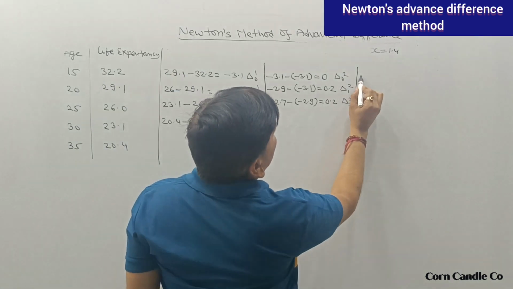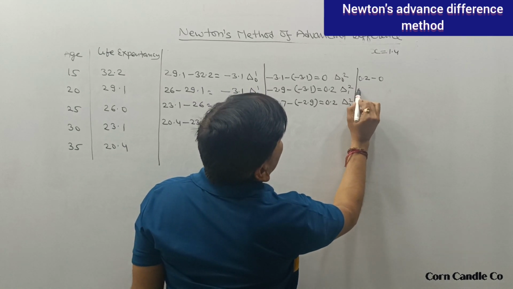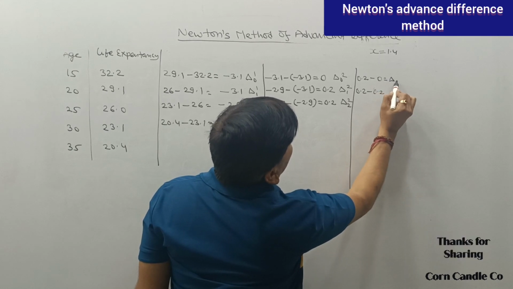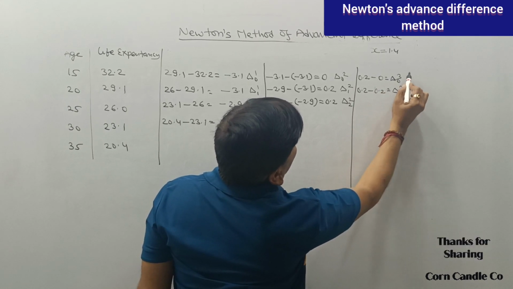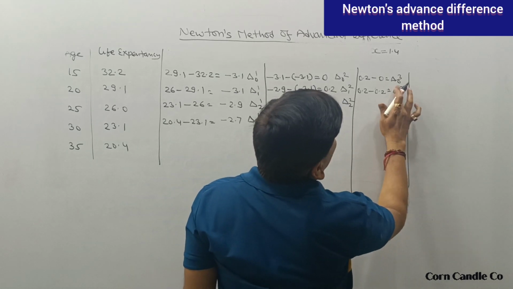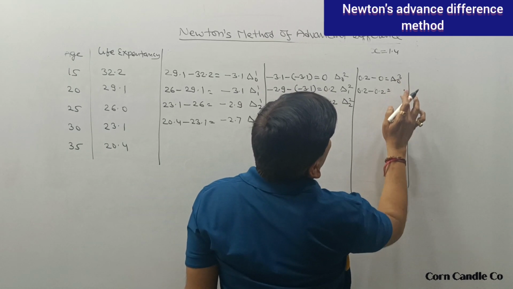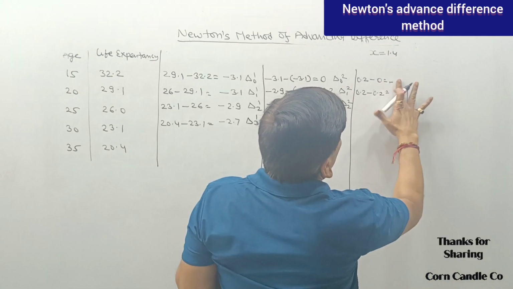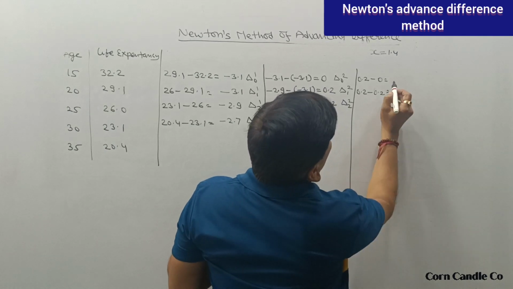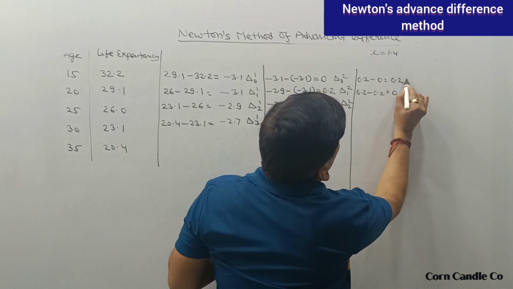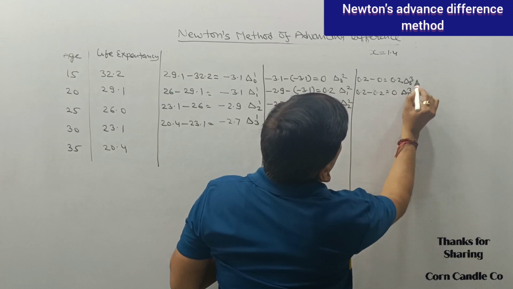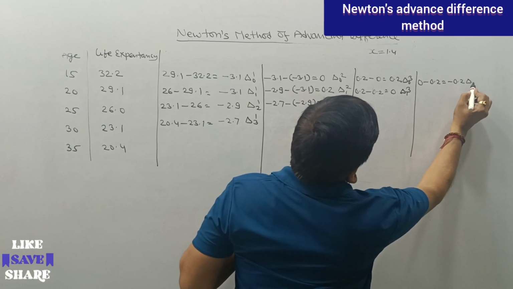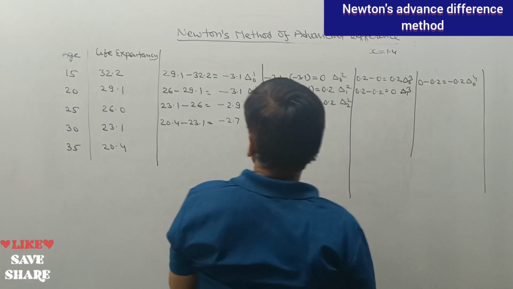Now third difference is 0.2 minus 0 and 0.2 minus 0.2. That is delta 0.3 and delta 1.3. And fourth difference, third difference, we have to write the value. So that is 0.2 and that is 0, that is 0.3 delta 1.3. And last difference, 0 minus 0.2, that is minus 0.2 delta 0.4. So we have the differences over there.